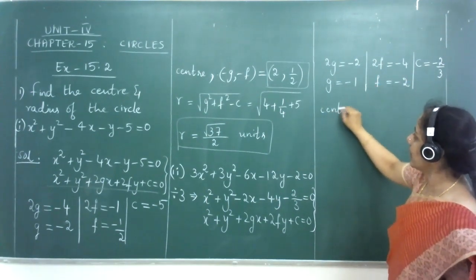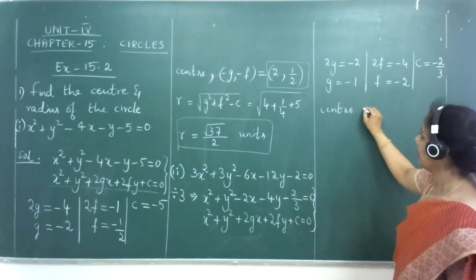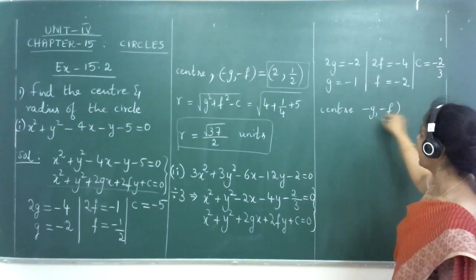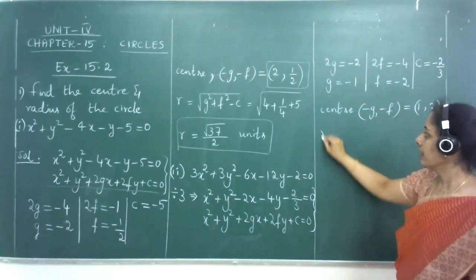Apply the center coordinates formula. What are the coordinates of the center for the general equation? It is minus g comma minus f. So what will be minus g comma minus f here? You get it as 1 comma 2.